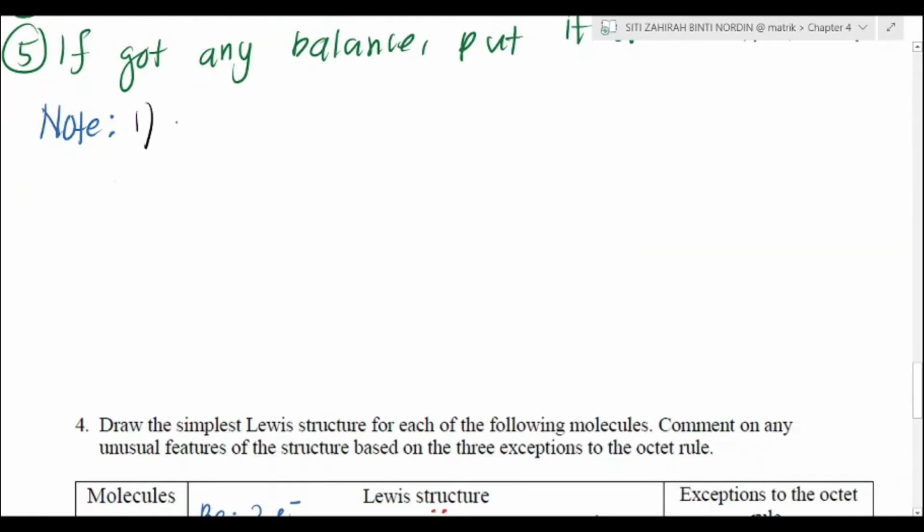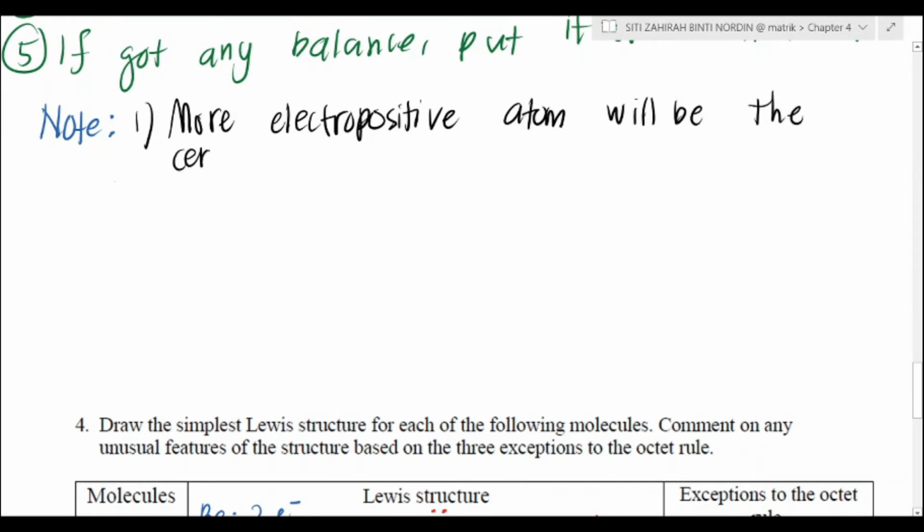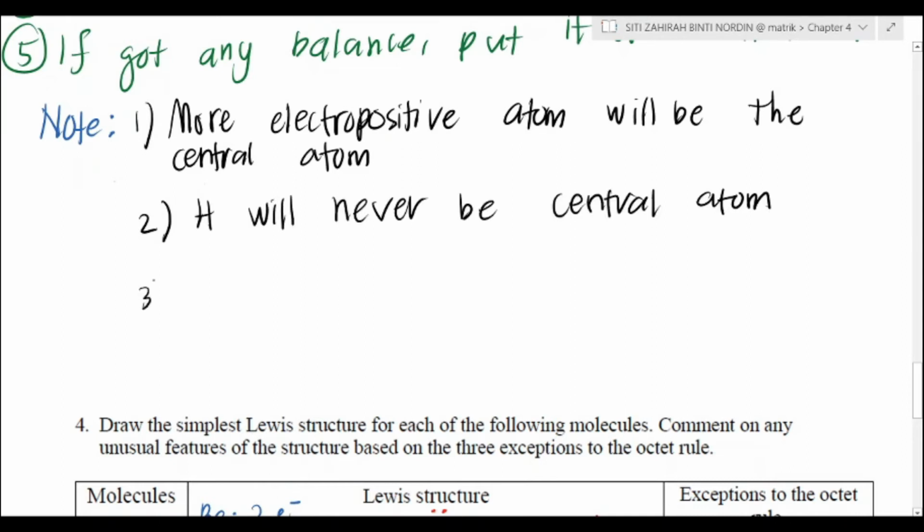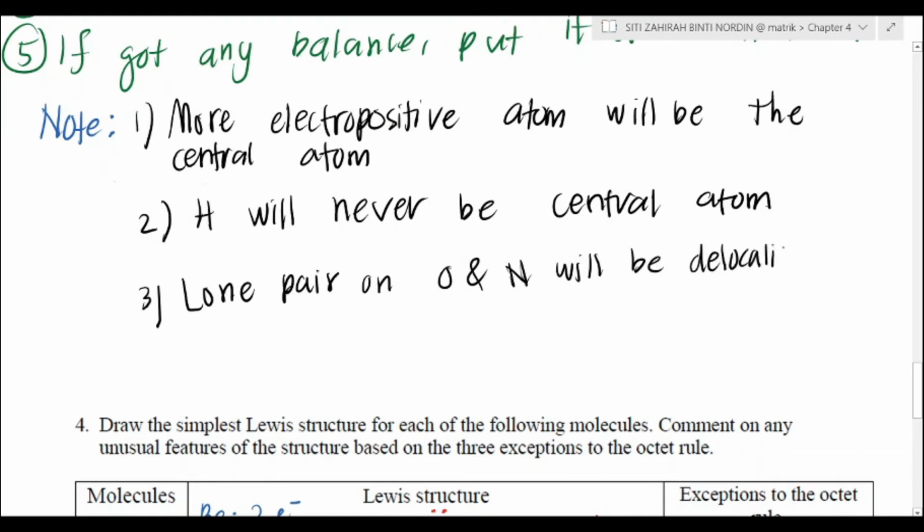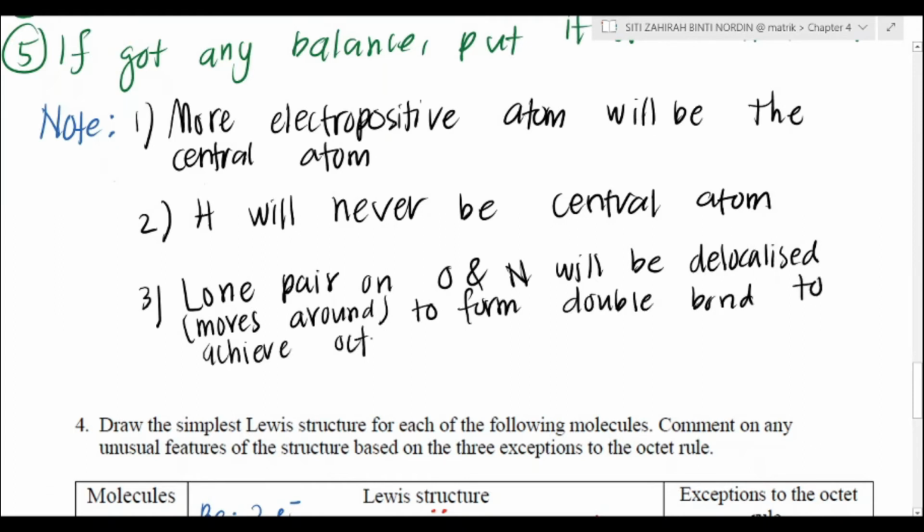So while we are at this, I want you guys to make some notes. The first note is to know that the more electropositive atom will be the central atom. Second note, hydrogen will never be the central atom. Third, lone pairs on oxygen and nitrogen will be delocalized. Or in simple form, we can say that they move around to form a double bond to achieve octet rule.